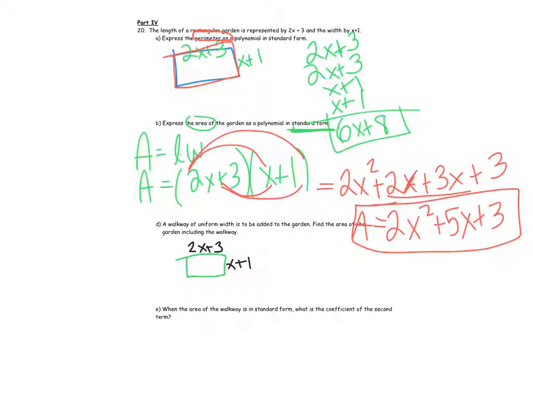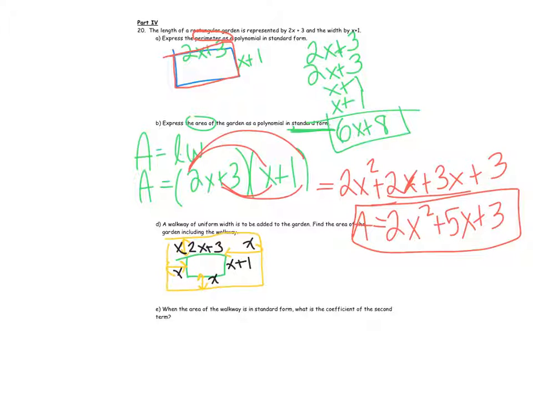Well, if it's going to be uniform, then the distance from here to here, we'll call x. From here to here, I'll call x. And then the same thing on the other side. From here to here, we'll call x. And then from here to here, I'm just running out of space, we'll also call this x.